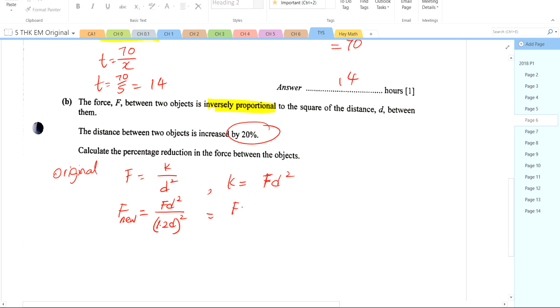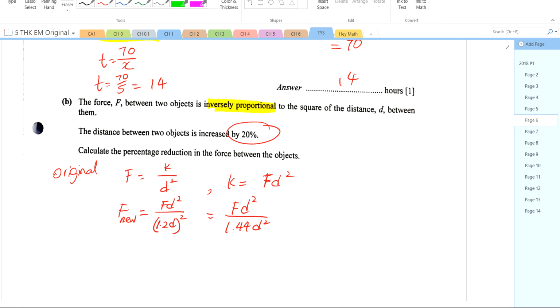We've still got the original F, we've still got the D squared. In our denominator, 1.2 squared, how much is that? Okay, 1.44 D squared. Right? Then you see the D squared and the D squared can cancel, right? Let's cancel them.